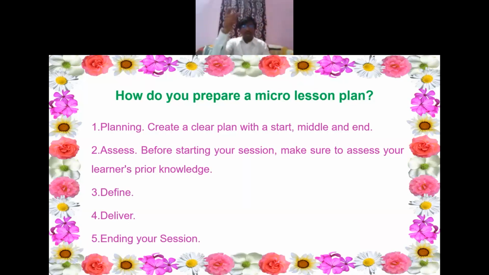Each period is 30 to 45 minutes. How do I manage my class in a 30 to 45 minute period? And I have 8 pages in a chapter. How many periods do I take? That is a planning or daily plan or lesson plan, which we write and give to the principal every week.